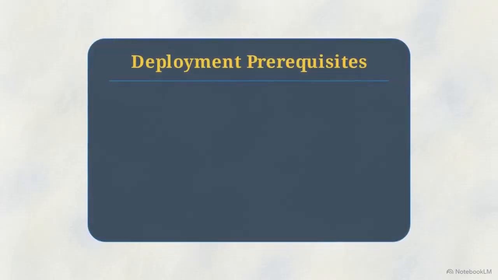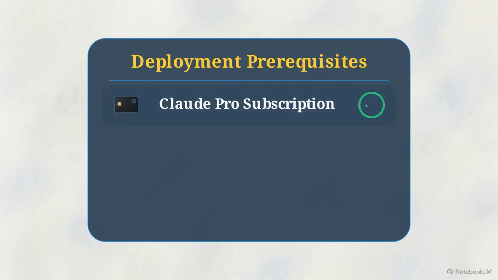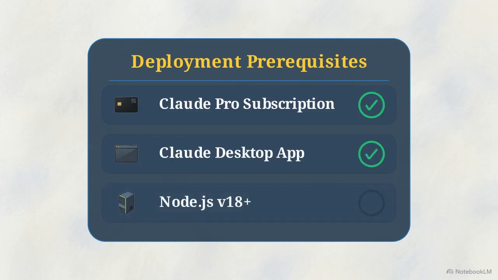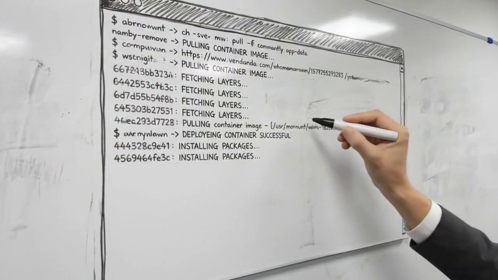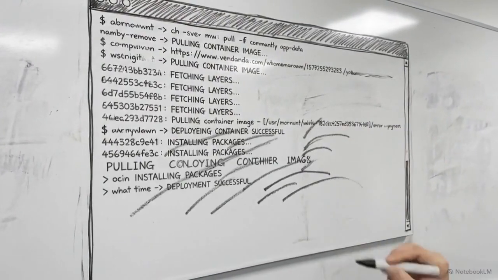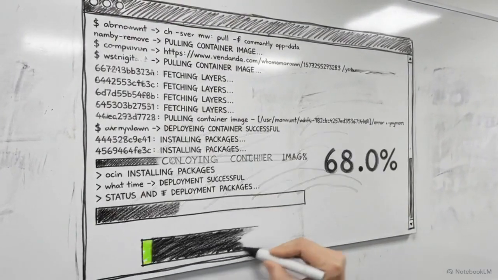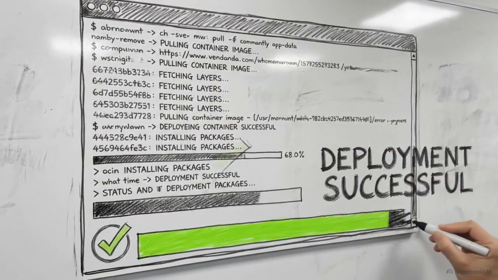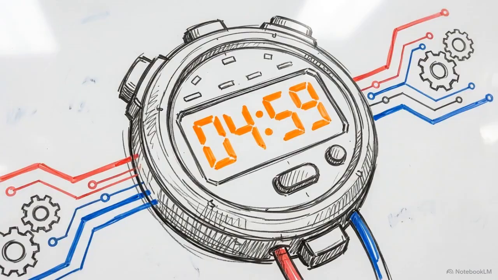Before we initiate this deployment, you need three things in place: an active Claude Pro subscription, the installed Claude Desktop app, and a Node.js version 18 or higher runtime environment on your machine. By following this specific sequence, you will deploy, securely sandbox, and verify a fully functional local AI agent in under 5 minutes. Let's get started.